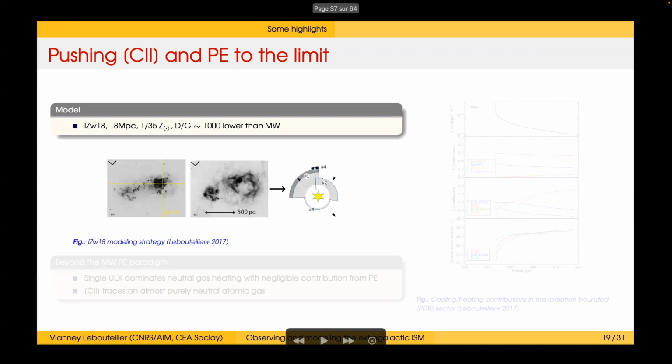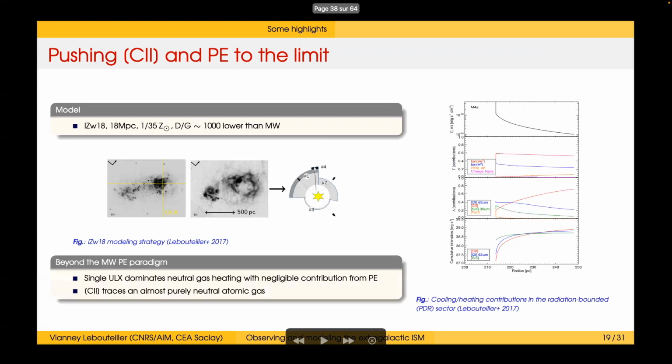And thanks to some models, I'm going to skip over how these models work, but what we see is that in the radiation-bounded sectors of this model, the main heating mechanism is due to photoionization by a single X-ray source, which is right in the middle of the cluster here. And the photoelectric effect heating is actually very small, almost negligible. So it shows the importance of X-ray sources, but it also has important consequences for lines such as C II, which in this particular case doesn't trace the CO-dark molecular gas, but a purely neutral atomic gas.